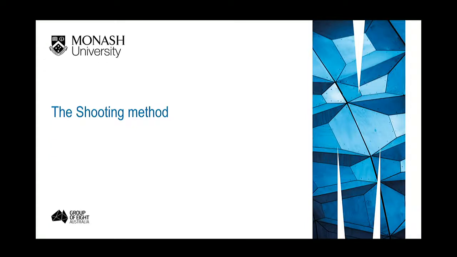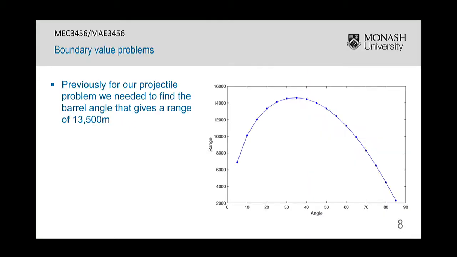The first technique we'll consider when trying to solve boundary value problems is a technique called the shooting method, and in actual fact this is usually the technique that you would choose to use for a boundary value problem. So let's go back and recall our previous problem where we had a projectile that we needed to find the barrel angle of that gives a range of 13,500 meters.